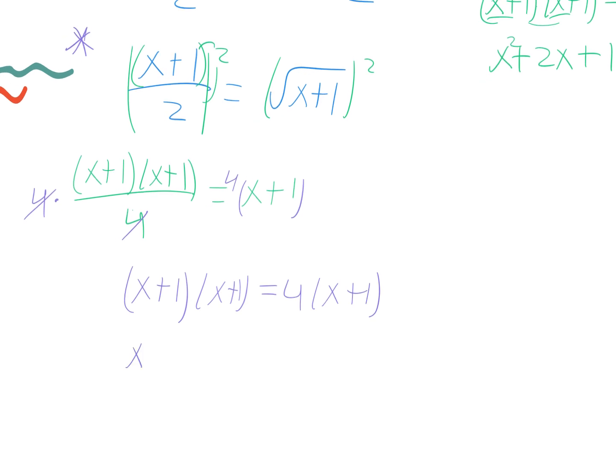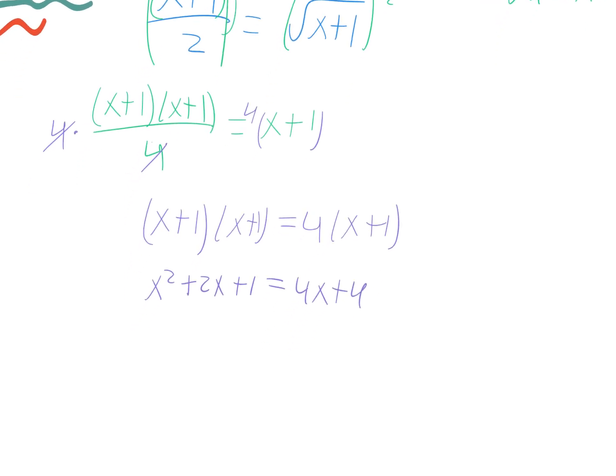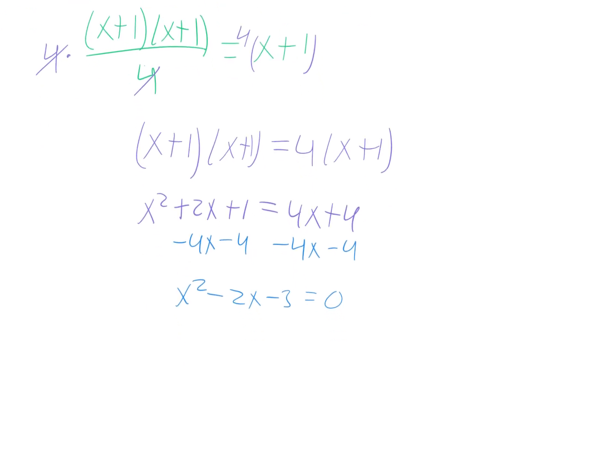From here, we get x squared plus 2x plus 1 equals 4x plus 4, just like the other one, and we want to get this entire equation equal to 0. It's just a quadratic. So subtract 4x on both sides, subtract 4 on both sides, and we get x squared minus 2x minus 3 equals 0.